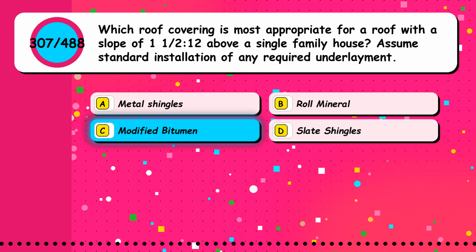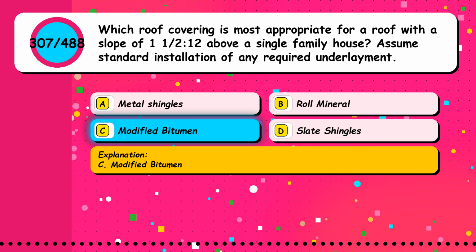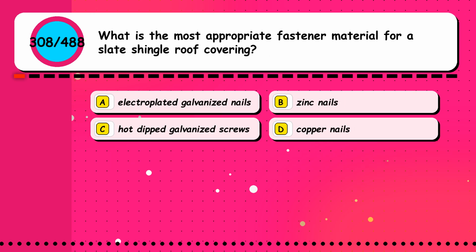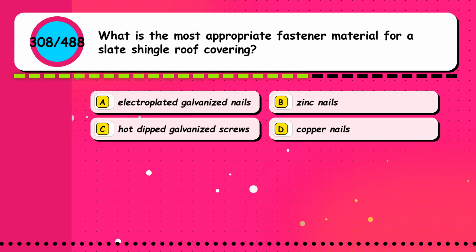The correct answer is option C, modified bitumen. Question 308. What is the most appropriate fastener material for a slate shingle roof covering? Option A, electroplated galvanized nails. Option B, zinc nails. Option C, hot-dipped galvanized screws. Option D, copper nails.